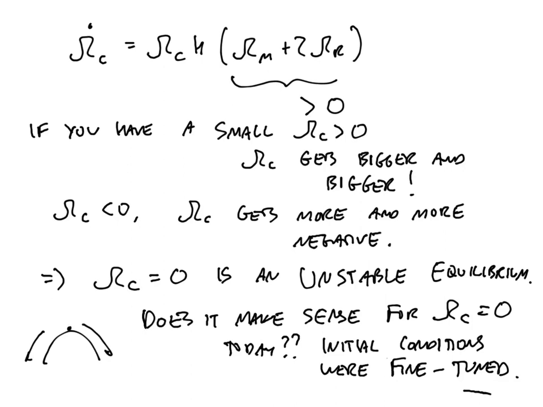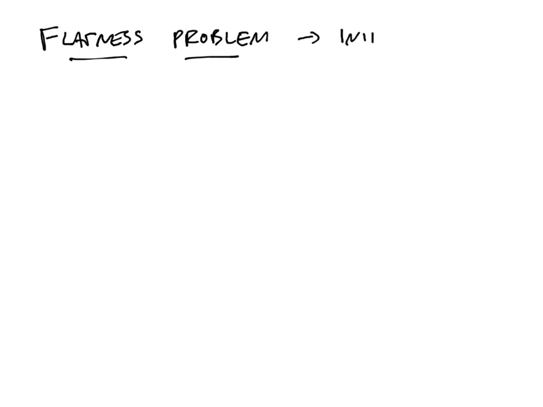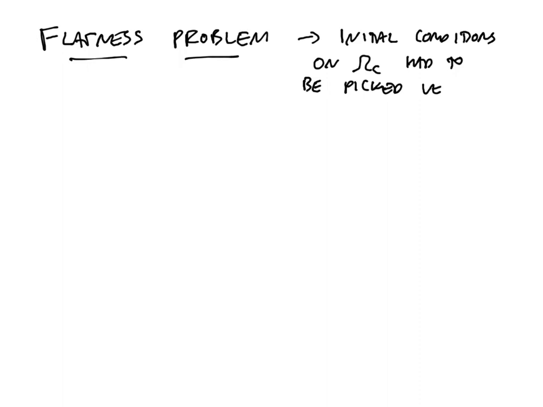And so this is really odd. It's quite strange. It's like you wake up one morning and you find out you're at the top of a giant mountain. It's just really weird, because it seems like something very finely tuned happened to put you there. And that's the situation we find ourselves in right now. So this is called the flatness problem. And you can see it's not really a problem, it's just a peculiarity about the initial conditions, that the initial conditions for omega c had to be picked very carefully. And maybe it's up to you whether or not this is actually a problem, but it's an interesting fact.